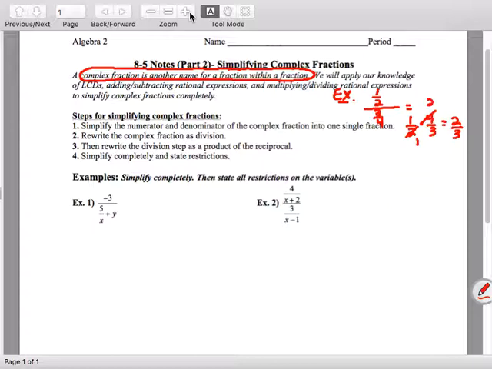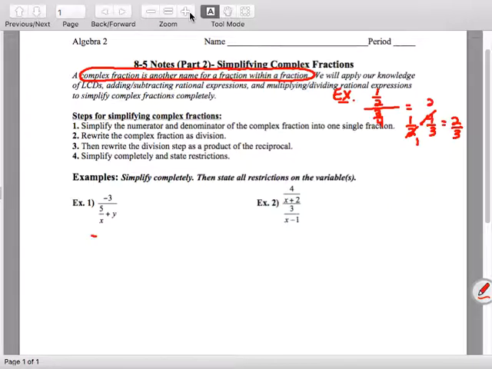Let me repeat myself, okay, because this is important. You can only change division to multiply by the reciprocal if you have one fraction over one fraction. It does not work like in example 1. I can't flip it and say x over 5 plus 1 over y. It just doesn't work if we try it.